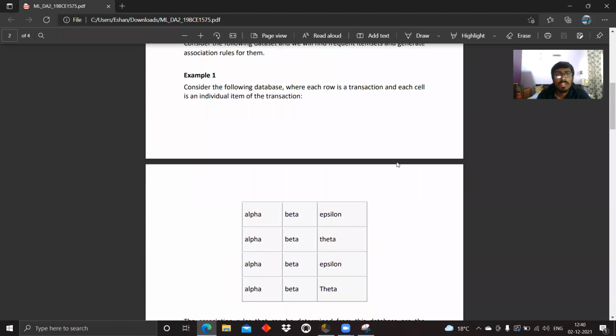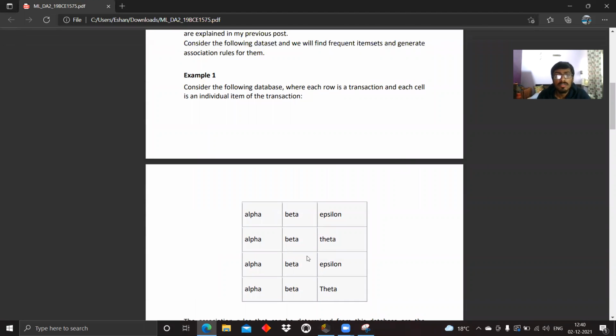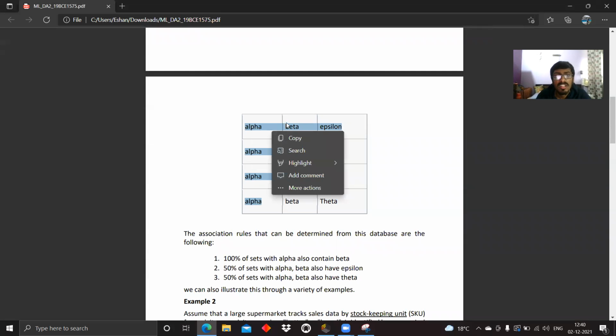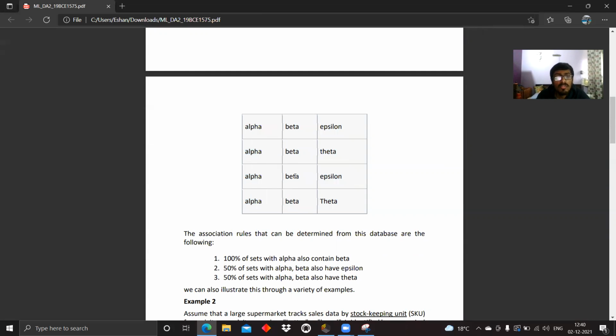Now let us consider the following database where each row is a transaction, and each cell is an individual item of the transaction. Now the association rules that can be formulated from this database are as follows. 100% of sets with alpha also contain beta. As you can see, all the 4 rows contain alpha, and so does beta. 50% of sets with alpha beta also have epsilon. Similarly, 50% of sets with alpha beta also have theta. Like in the first and third row, alpha beta occurs alongside epsilon, and in the second and fourth, it occurs alongside theta.